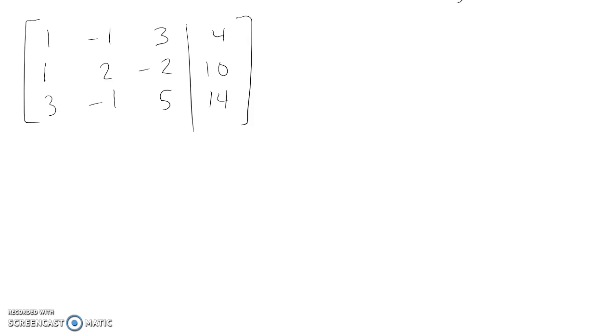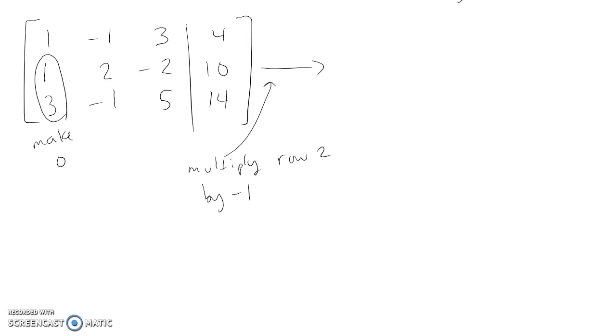So we've got our original augmented matrix. The first thing we're going to do is make these two numbers zeros. How do we do that? I'm going to say this little arrow represents the row operation. We're going to multiply row 2 by -1 and add to row 1. That will give us a 0 there.